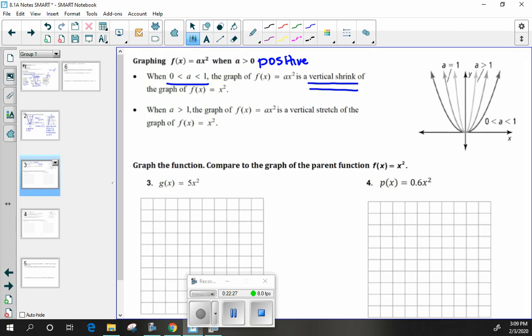And in fact, the vocabulary I like to use even better than shrink, let's write that down because it's my preference. Instead of vertical shrink, compression. Okay, that's called a vertical compression. On the graph, that makes it look wider. Okay? That's the biggie.